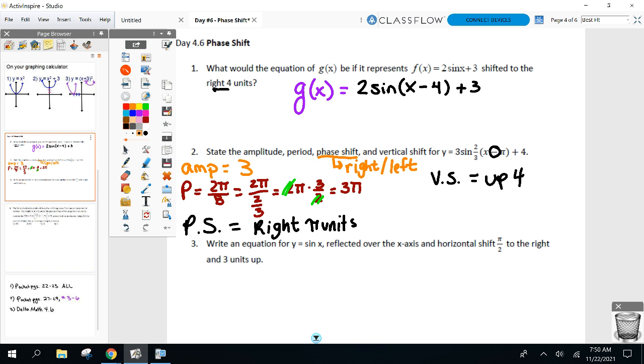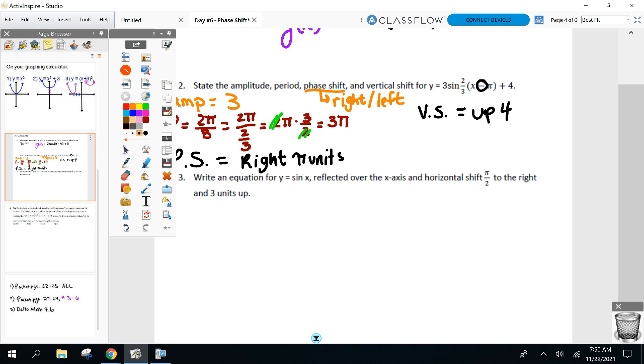All right, 2 more. Write the equation for me. It's a sine curve, reflected over the x-axis. What do I need to add in? Horizontal shift, right and left, right? Horizontal shift of pi over 2 to the right and 3 units up. Here we go. What's this bad boy going to look like?